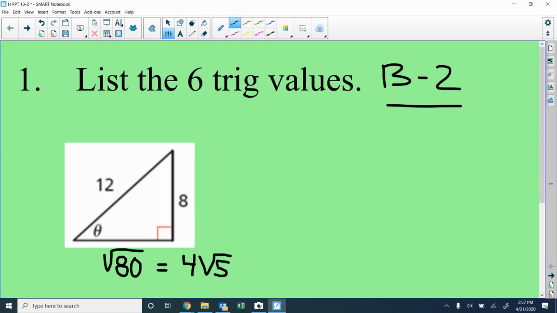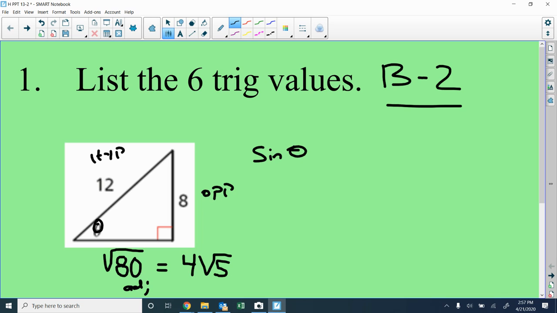So our theta is right down here. This would be the opposite. This is the hypotenuse. And of course down here would be my adjacent. I used the Pythagorean to get that, of course. Since 12 squared minus 8 squared, square root of 80, and I simplified that to 4 square roots of 5.